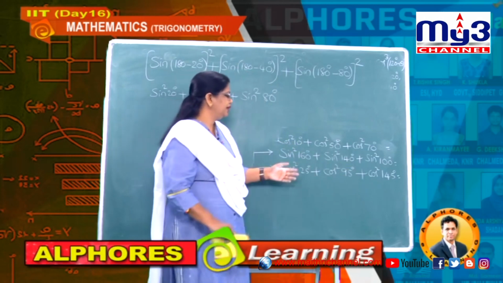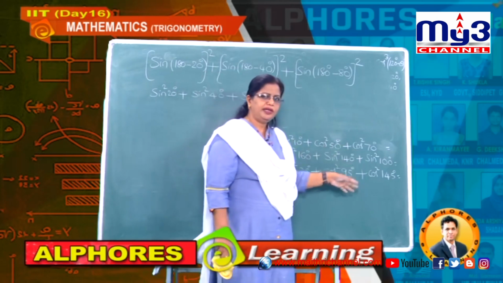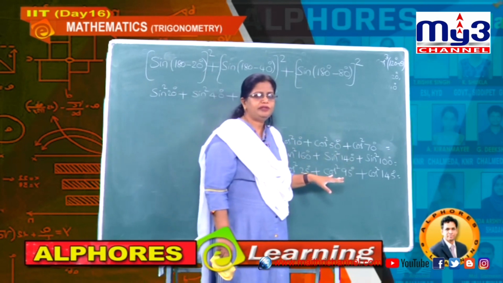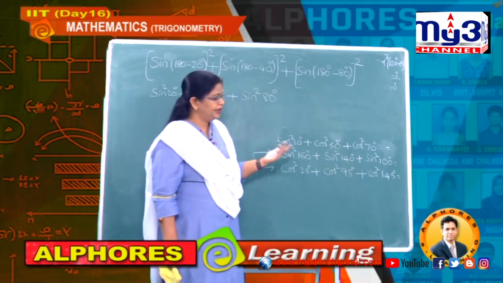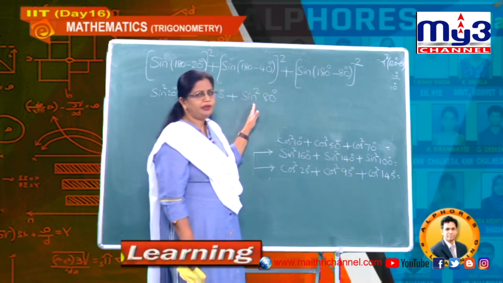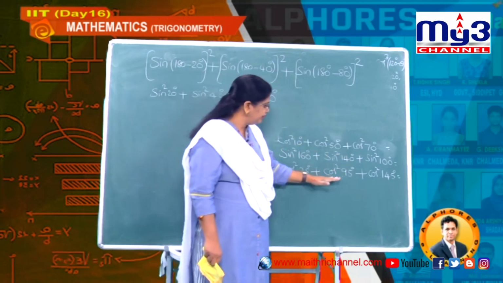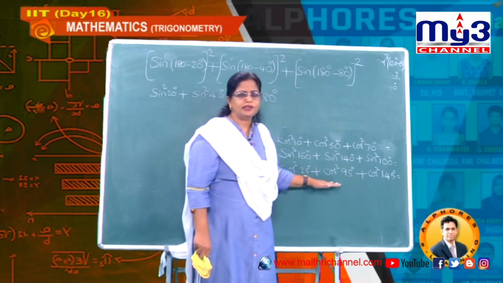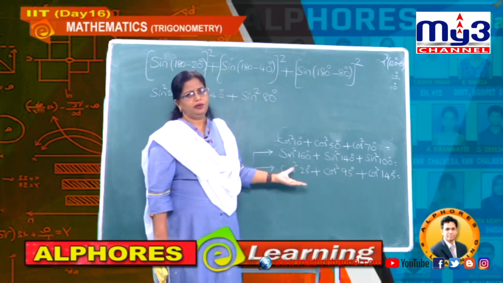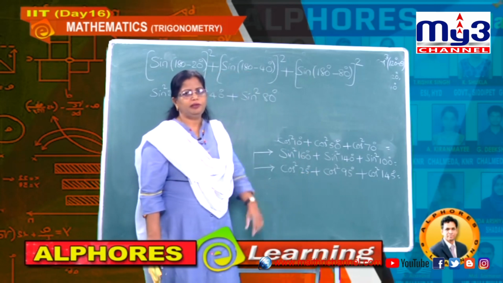So however the angles are given, you may not get it by just the first observation, but later if you reduce them to acute angles, or if you use 120 plus, 120 minus, you may get again the known result, that is nothing but 3/2.